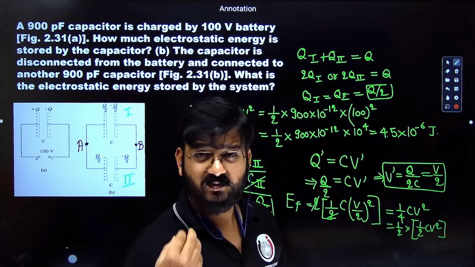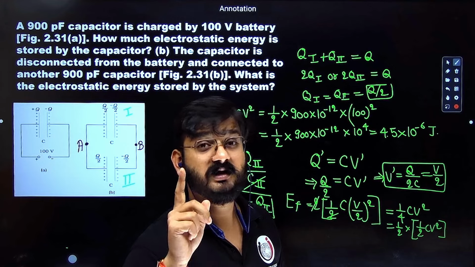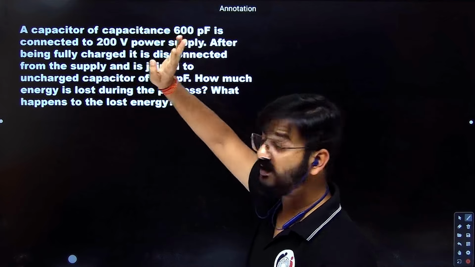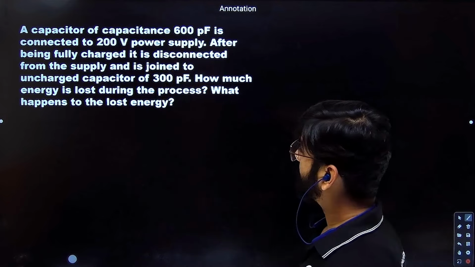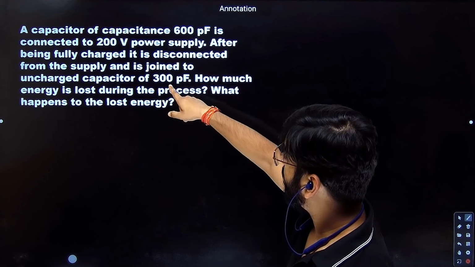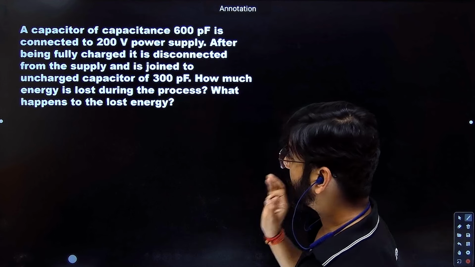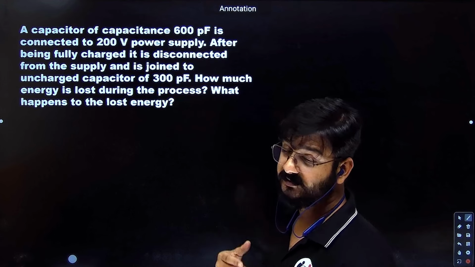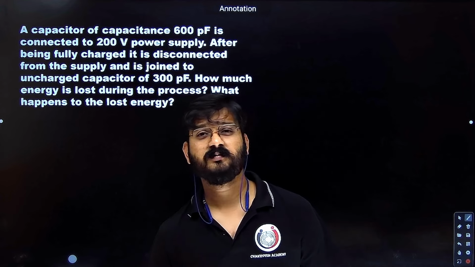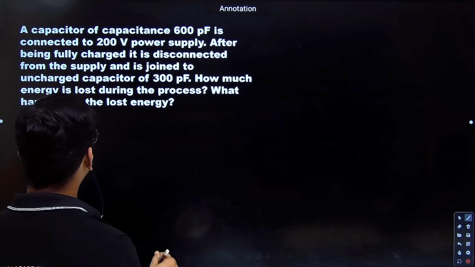So let's take one more similar kind of question where both the capacitors will not be the same, they will be different. So if you read the question, 600 picofarad is charged by a 200 volt battery. Once it is charged, the battery is removed, one more capacitor is connected, and that capacitor is 300 picofarad, not 600, not identical. How much energy is lost during the process and what happens to the lost energy? That is exactly the same as the previous question. The only difference is that both the capacitors are different. Let's analyze the situation. Let us draw the circuit diagram.